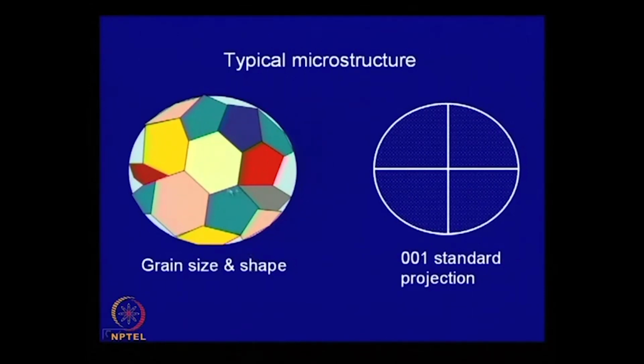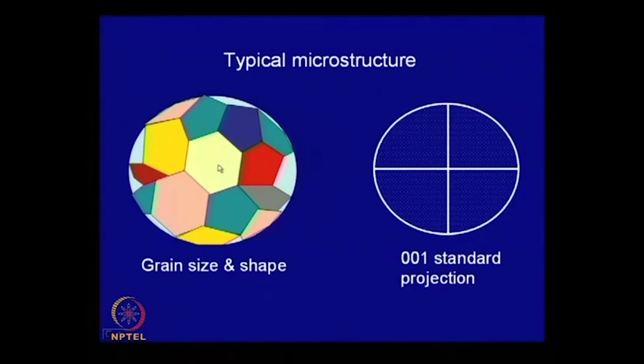And now, you can extend this to the orientation of the grains. If you try to represent them on a standard projection, what will happen? Let us try to put this orientation, the cube axis of each of these grains, where they will be located.